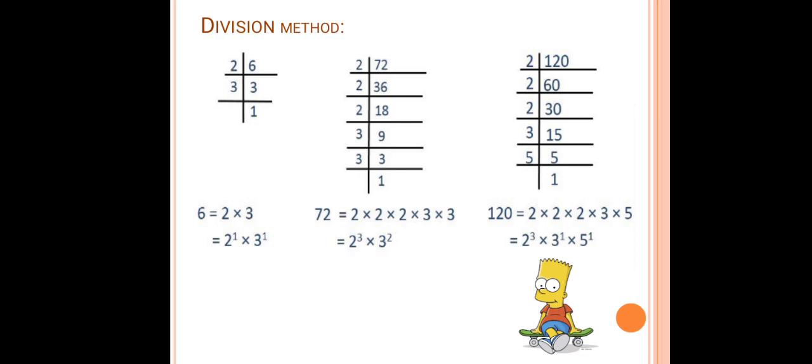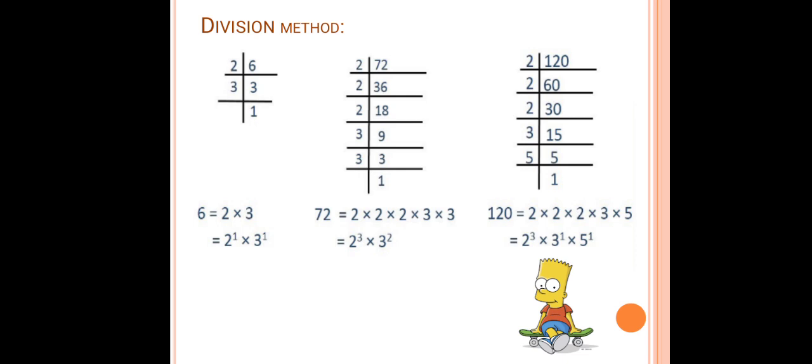Here 72: 2 36s are 72, then 36 will again be divided by 2, 2 18s are 36, 2 9s are 18, 3 3s are 9. Then these numbers 2, 2, 2, 3 and 3 are called the prime factors of 72.